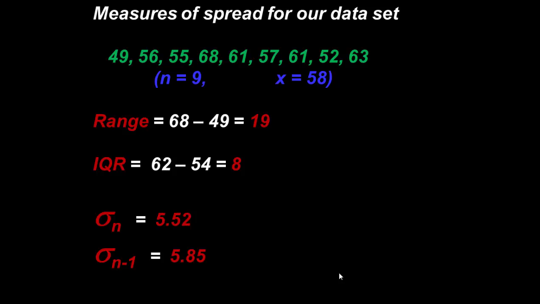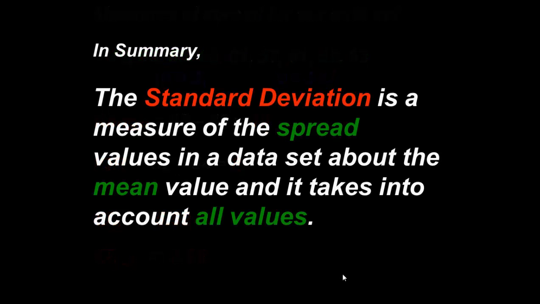So there we have it. Standard deviation is the most sophisticated, interquartile range is of moderate sophistication, and range is the least sophisticated. But they are our most common measures of spread that you will see in research papers and textbooks. Okay, so in summary, standard deviation is a measure of the spread of values in a data set about the mean value, and it takes into account all values and is the only one I've shown you that does so.